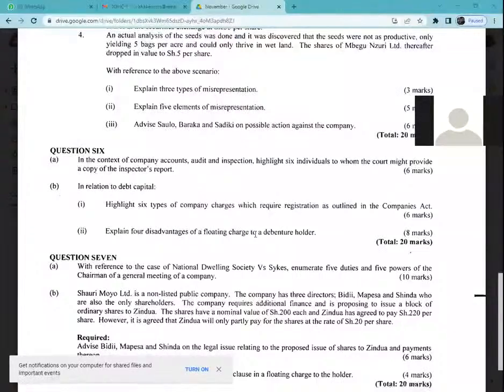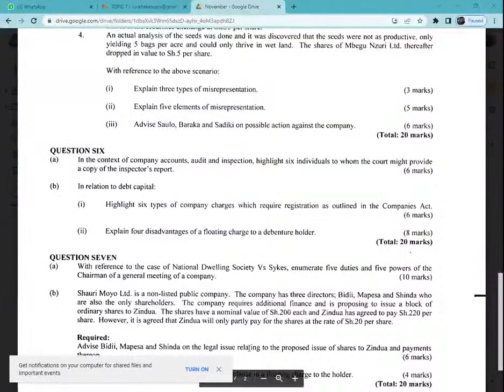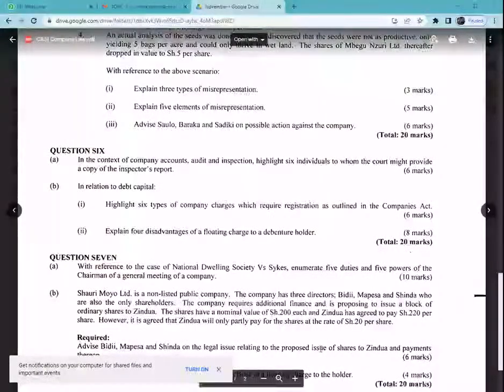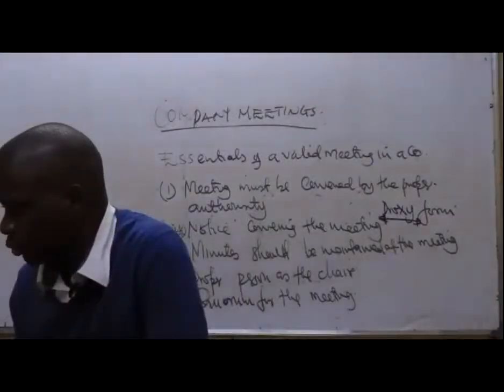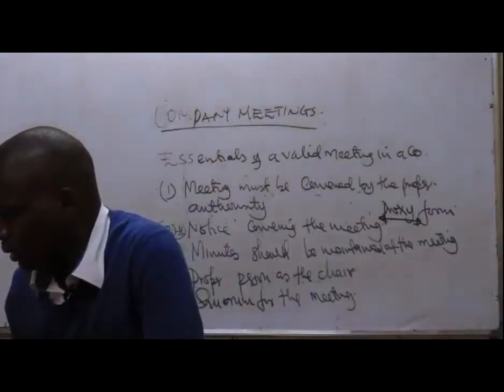The question says, with reference to the case of National Dwelling Societies versus Sykes, enumerate 5 duties and 5 powers of the chairman of the general meeting of a company. So they're asking for the duties and powers of the chairman of the general meeting of a company. That question was tested in November 2018, question number 7A. So probably we could look at the answers.